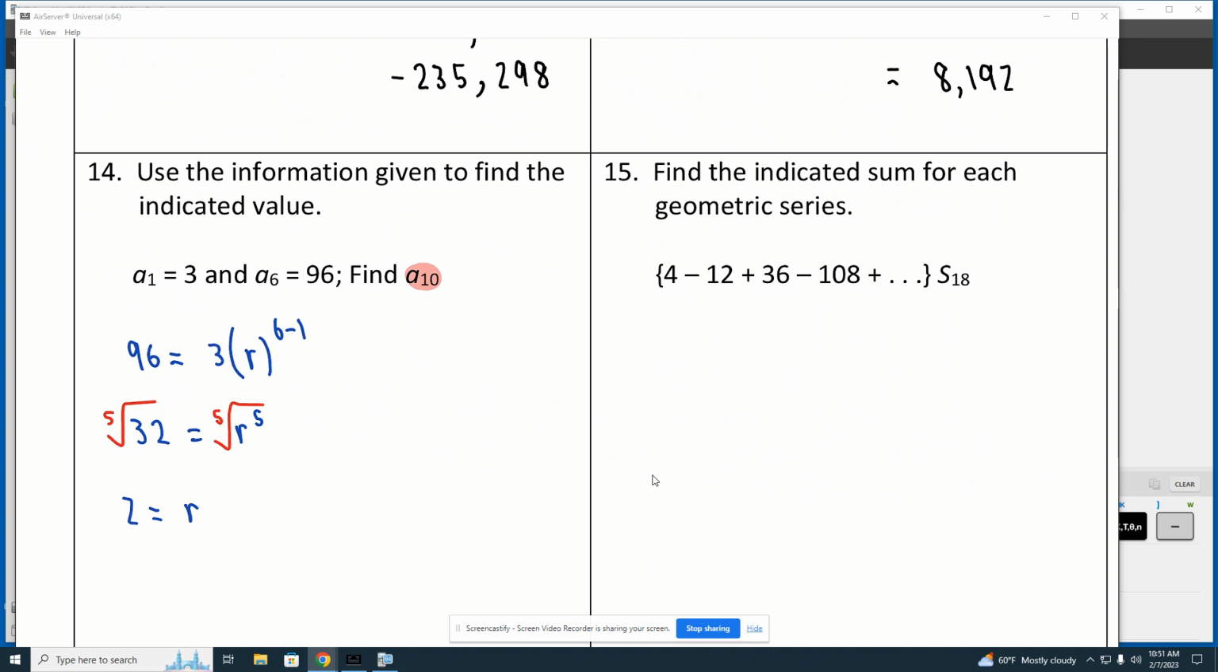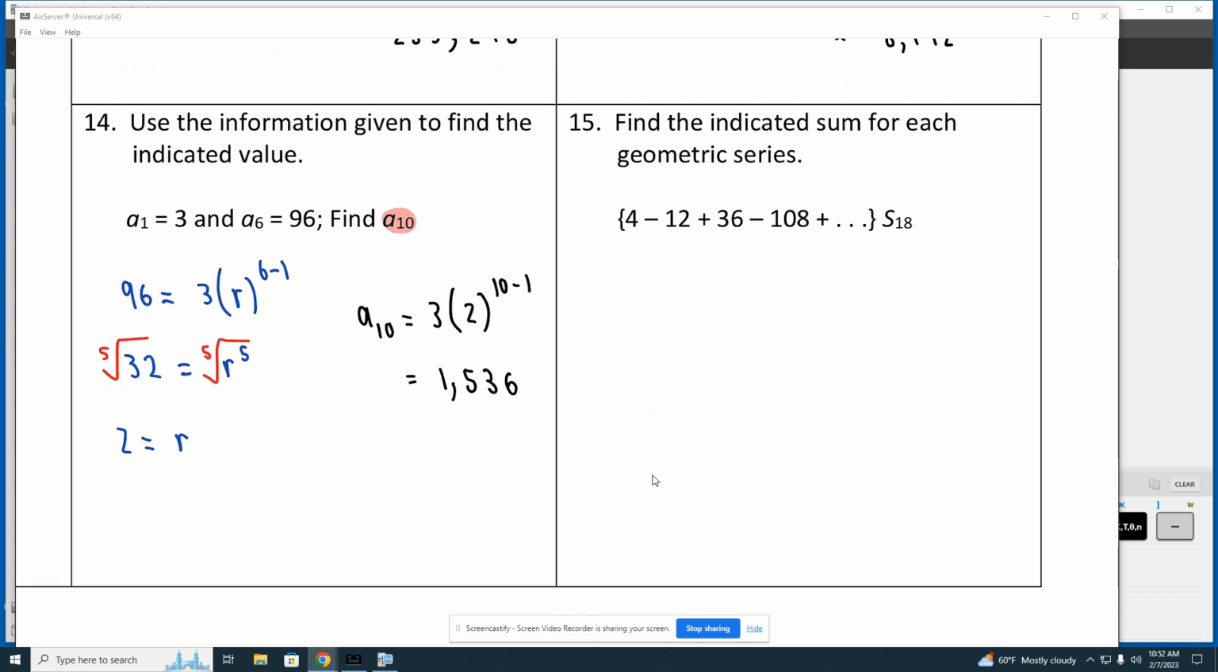We can find anything. Any term they ask. What term did they ask? So I go a sub 10 equals a sub 1. What's that? 3. Times R. What's that? 2. Raised to the 10 minus 1 power. Or y'all could have substituted what there? A 9. Because y'all know 10 minus 1 is 9. So you type that all in. What do you get? And now we've answered the question they asked. 1536.